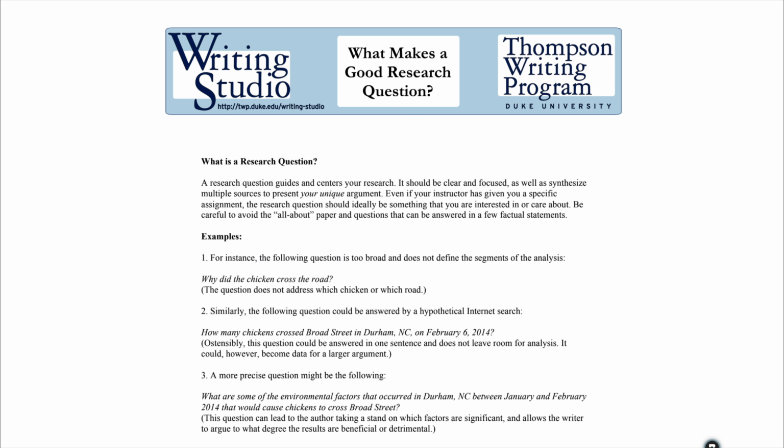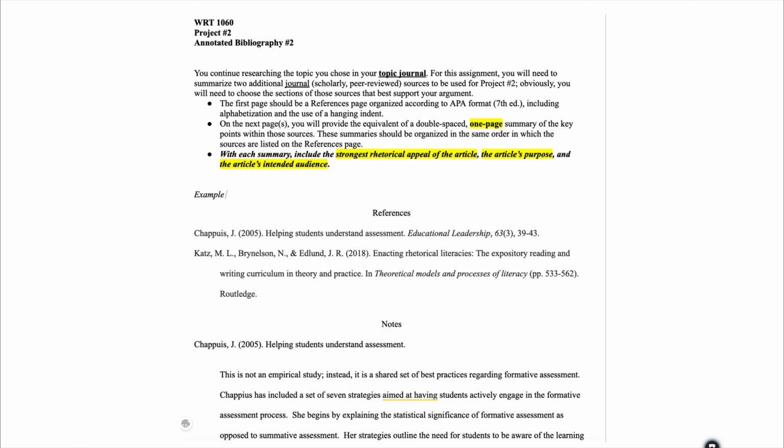Then you'll read about what a good research question is comprised of. Thinking back to that topic journal, you came up with some very general questions about your topic. Now you're going to dig in a little more deeply. Reading through this, you'll go from those generalized questions into a more specific question, something that you ultimately want to prove as you continue to research and write about this topic this semester.